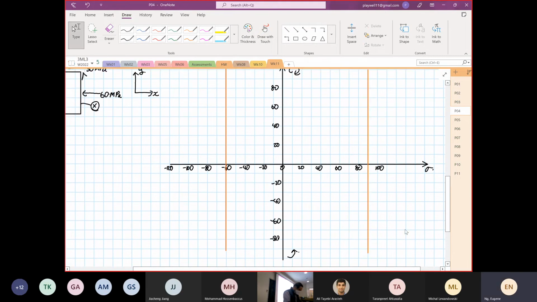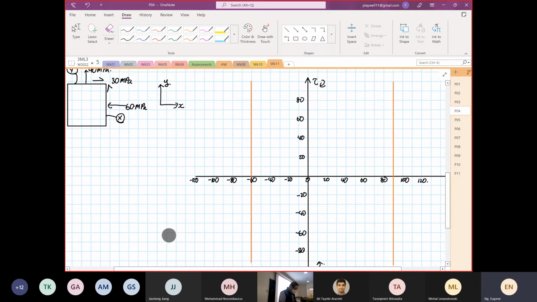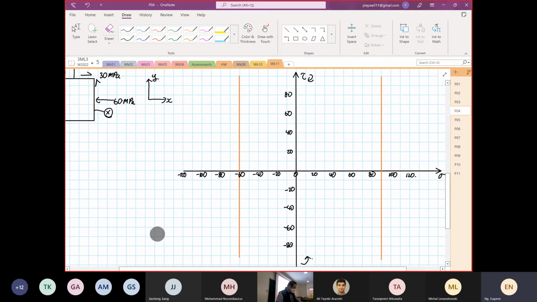Okay, so I'm going to add more 120 over here. Okay, I think I need to add. Okay, then we are going to do the shear. Okay, so the shear is 30.